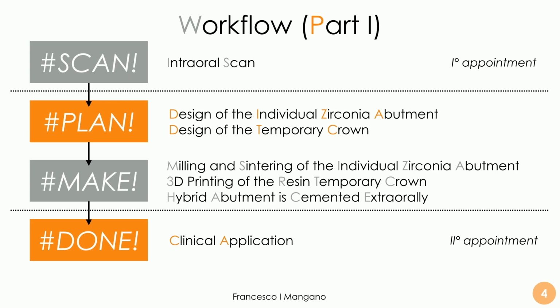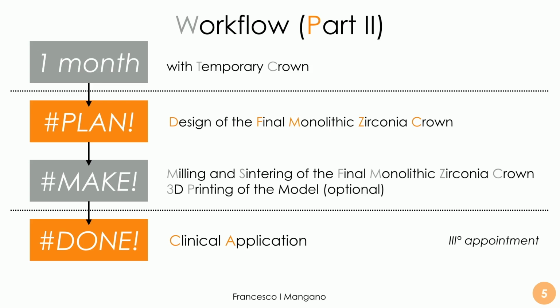At the second appointment, there's the delivery of the final individual hybrid abutment, which is the sum of an upper portion in zirconia and a lower portion inside the implant in titanium, and also the delivery of the temporary crown. Then we can wait one month with the temporary crown, and then there's the design of the final monolithic zirconia crown. There's usually no need for a second scan. We can eventually make a second scan if the soft tissues have undergone particularly strong modification given by the temporary, but usually we don't use a second scan in our workflow.